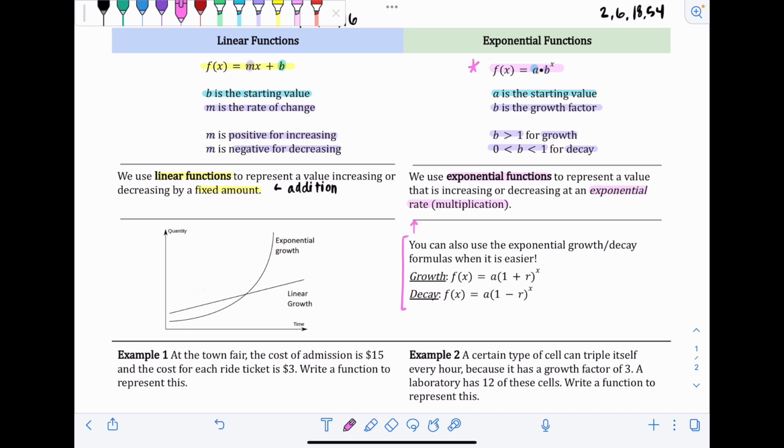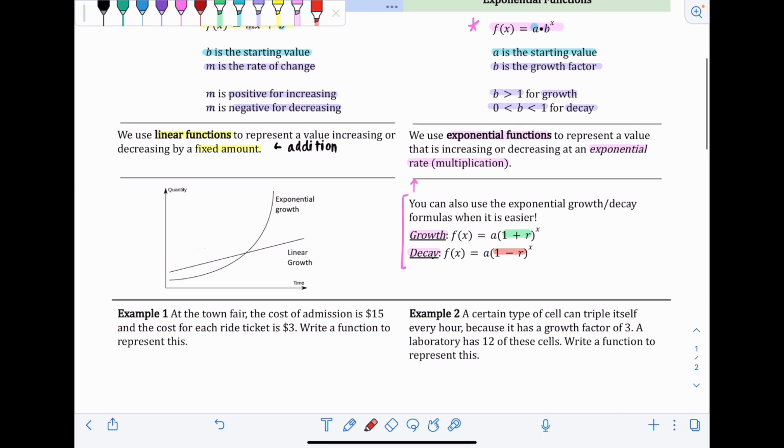Okay, and then just a quick reminder, the exponential growth formula is f of x equals a times 1 plus r to the x, and the decay one is really similar. It's just f of x equals a times 1 minus r to the x. So really the only difference is for growth, it is 1 plus r, and that's what makes it increase. And for decay, it's 1 minus r, and that's what makes it decrease.